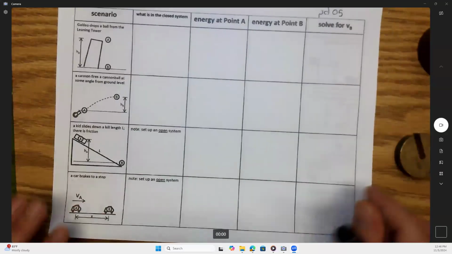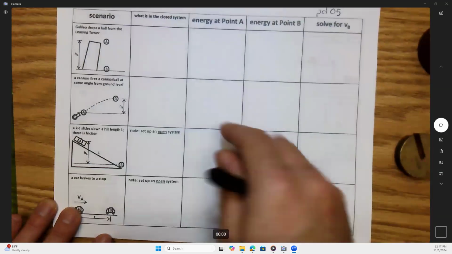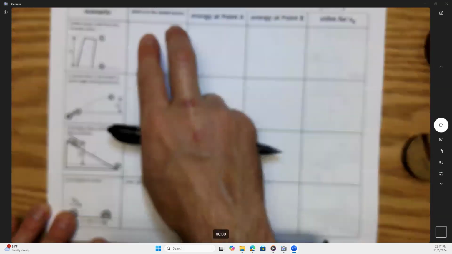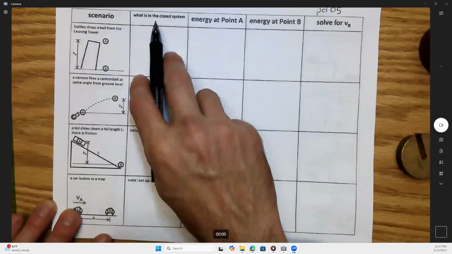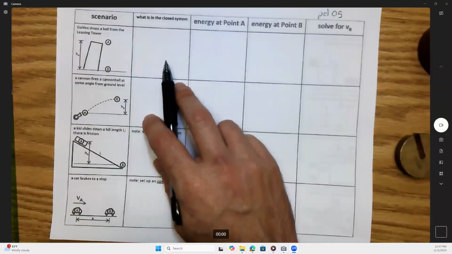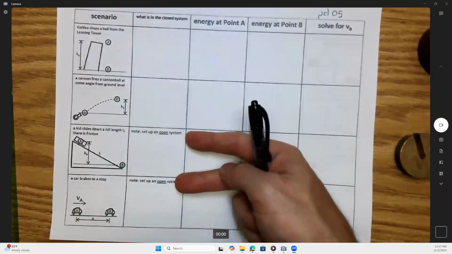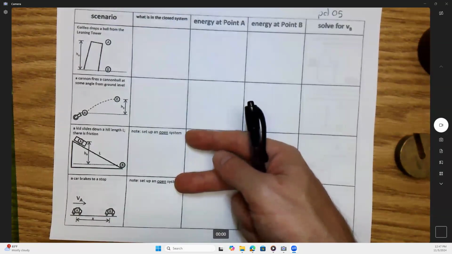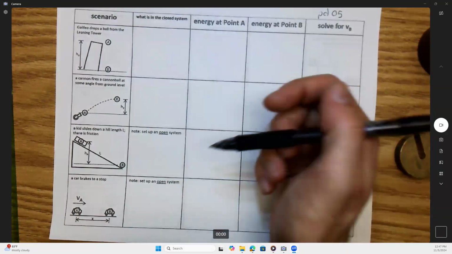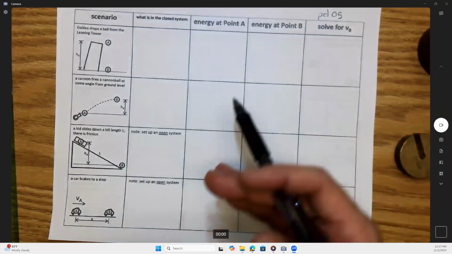All right. So you can solve all these with this process of conservation of energy. And I'll show you guys how. So I have some questions going across the columns here. What is in the closed system? Now, if it's a closed system, that means that there's no external forces, right? There are a couple of exceptions here. There are 2 open systems. I'll talk about those later. But the other 10 of these are all closed systems.